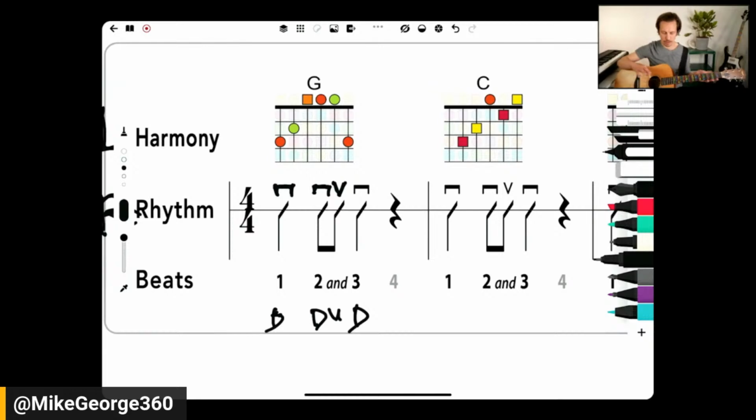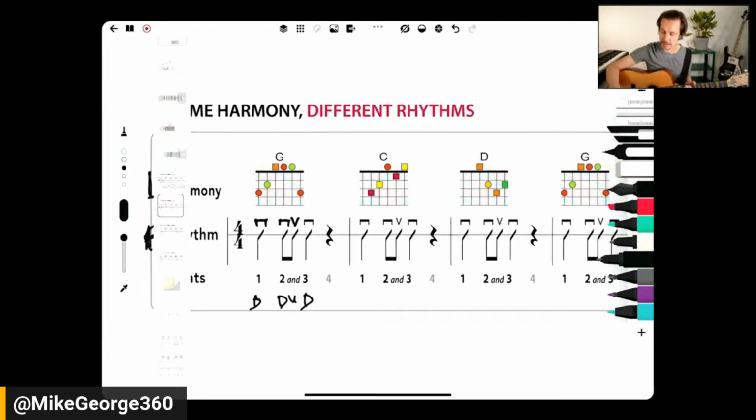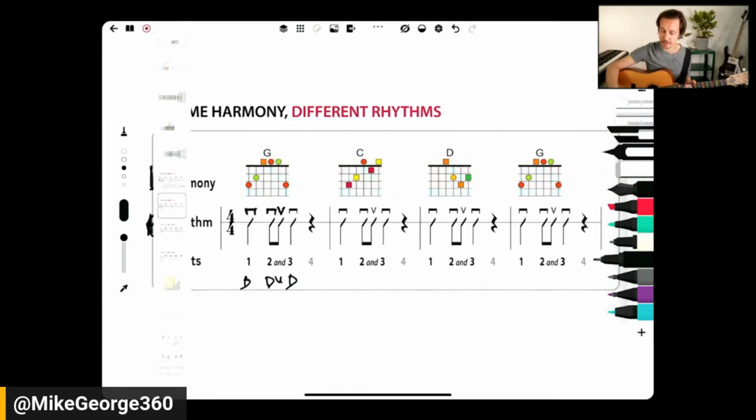If you're trying to do it all at once, you can trip over yourself. But now that our left hand has already gotten a feel for that harmony, we don't have to think about it so much, and we can focus on the right hand and let's play it. So we've got a G, C, D, or G. Again, G, C, D, G. You have to admit, that does sound better than the first one.